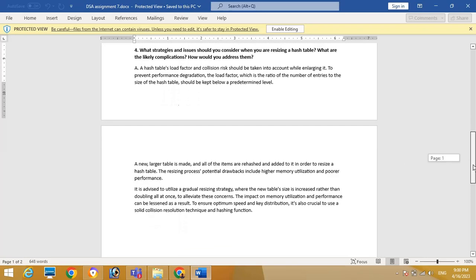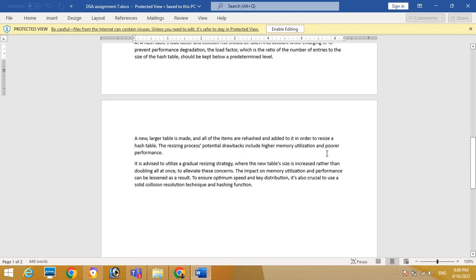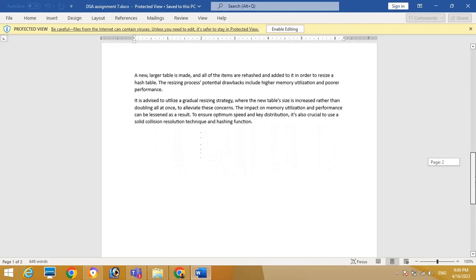It is advised to utilize a gradual resizing strategy where the new table size is increased gradually rather than doubling all at once. To ensure optimum speed and key distribution, it is also crucial to use a solid collision resolution technique and hashing functions.